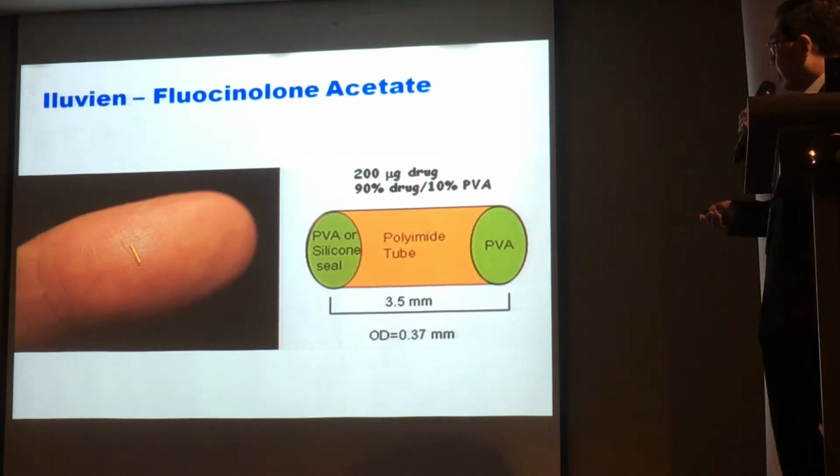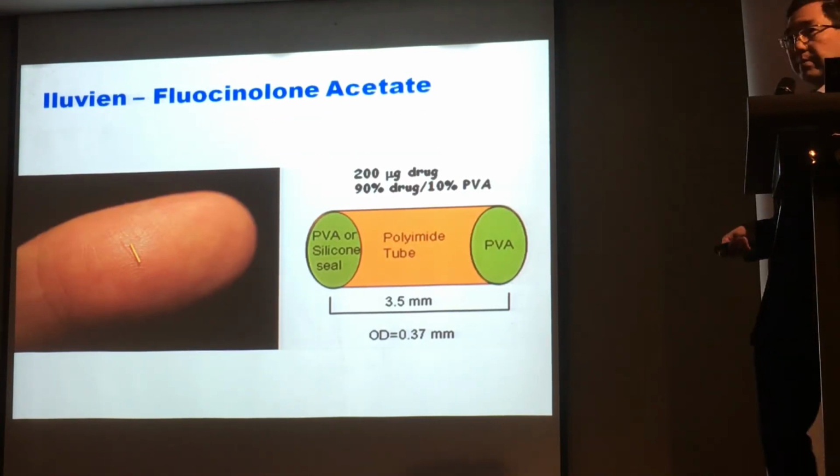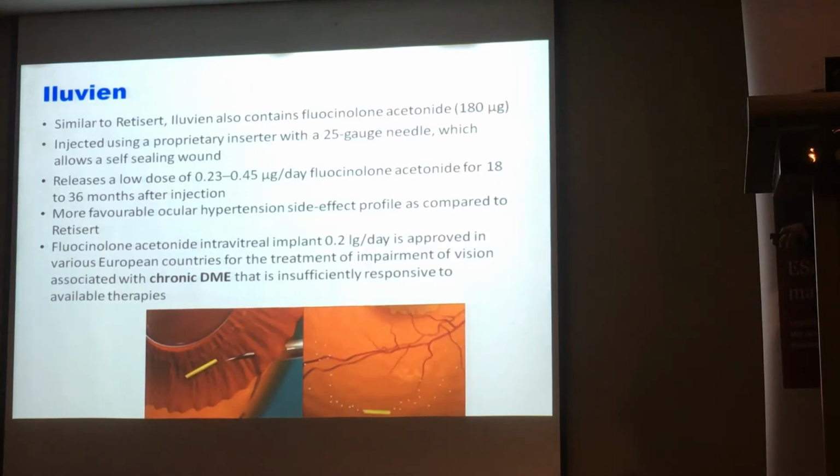Iluvien is also fluocinolone. It looks like a little pellet, like a pencil nib. Similar to Retisert, also fluocinolone, 180 micrograms. It has its own injector, and you leave it in the pars plana. Slow release, again about the same dose, but more favorable effects on intraocular pressure.